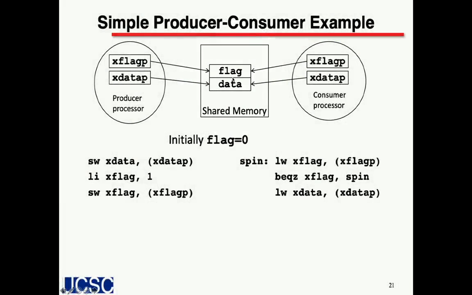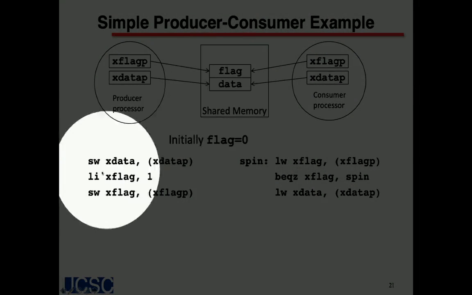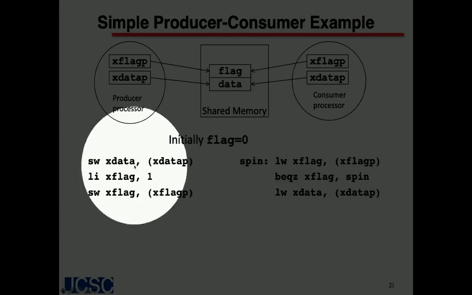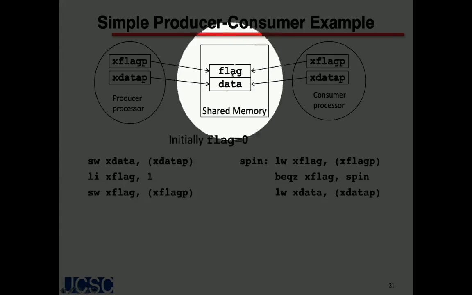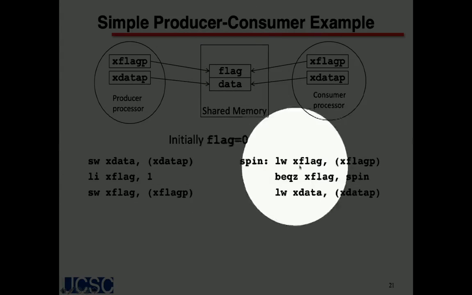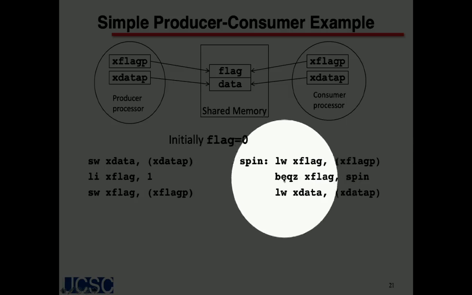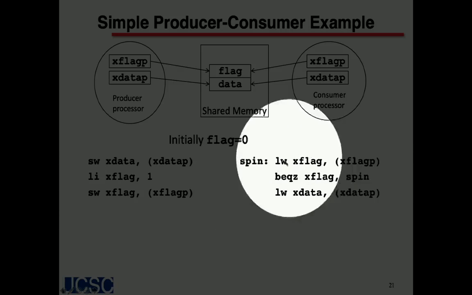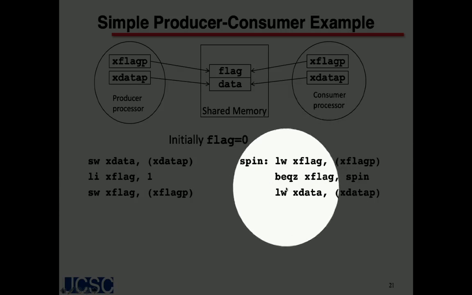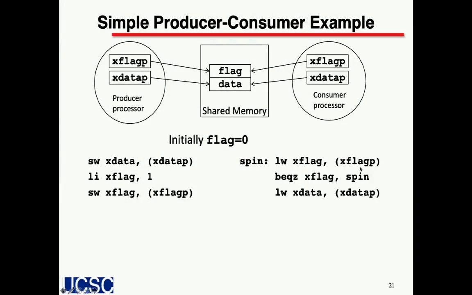So the protocol is going to be, if flag is 0, there's no new data available. If flag is 1, data is available. So we can see on the producing processor, it's going to store the data first. Then it's going to get a 1 and write a 1 to the flag. The consumer is going to busy wait. It's going to check that flag, and if it's 0, meaning there's no new data there, it's going to keep spinning. And then when it sees a 1, it'll pull the data out. OK. Seems straightforward enough. Is this right?